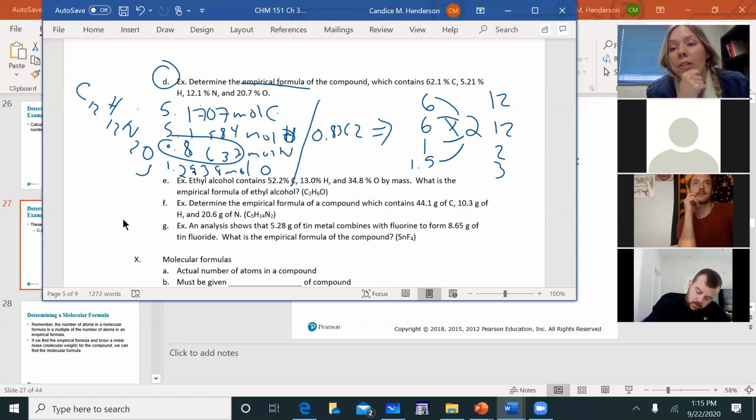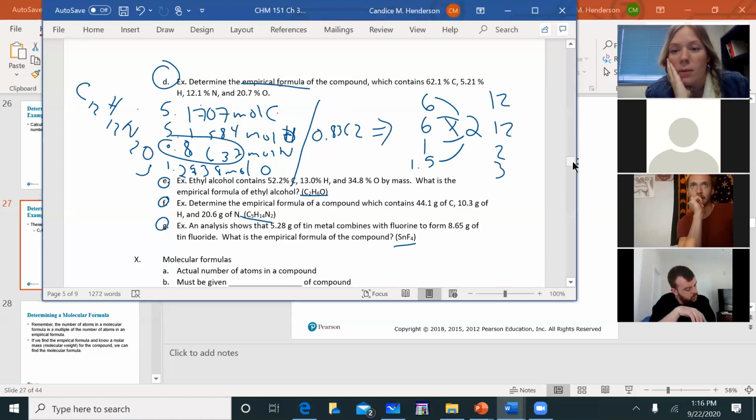Any questions on how to solve that? There are some more example problems that you guys can work on your own. They have answers to them, so feel free to go through that. Any questions?